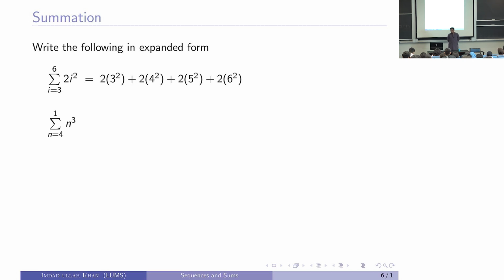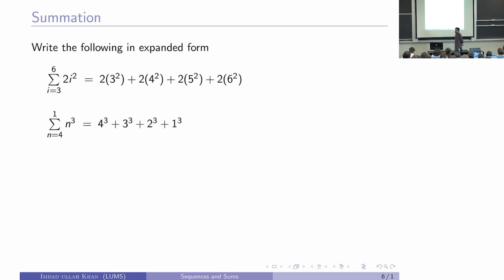Clear? Write this thing: the sum from n equals 1 to 4 of n cubed. This n and i, these are just running variables, right? These are called loop counters. The sum of n cubed, give me this in expanded form. 4 cubed plus 3 cubed plus 2 cubed plus 1 cubed, right? Okay.